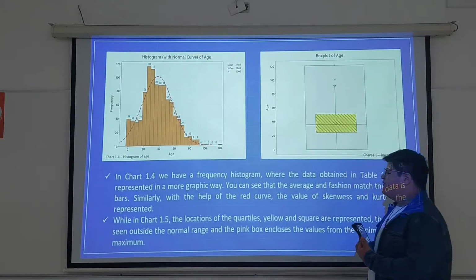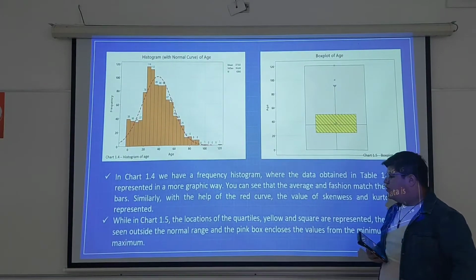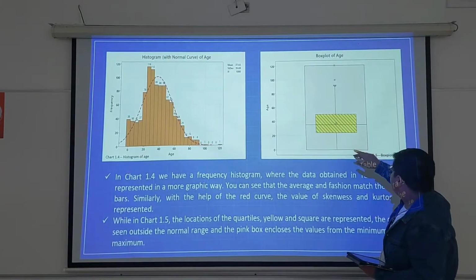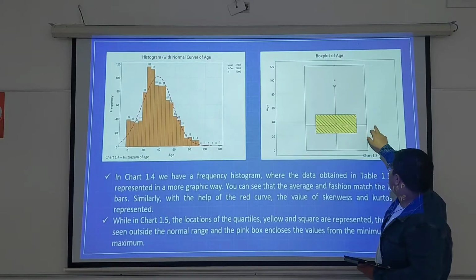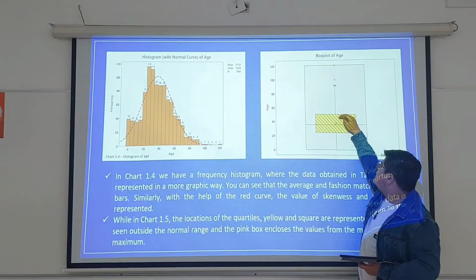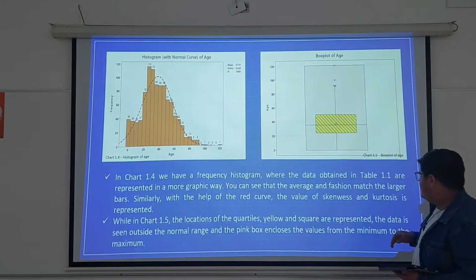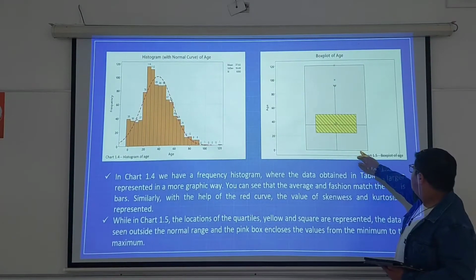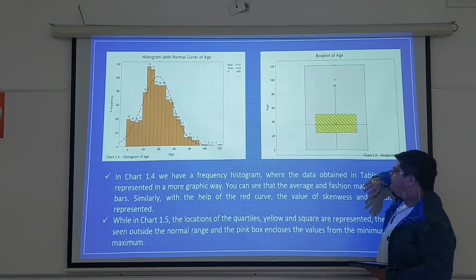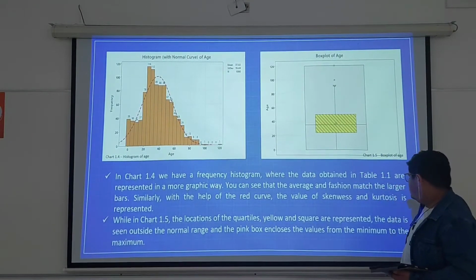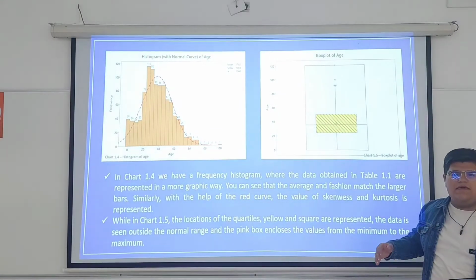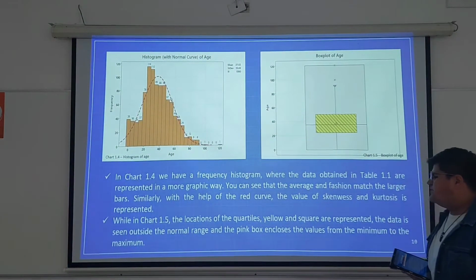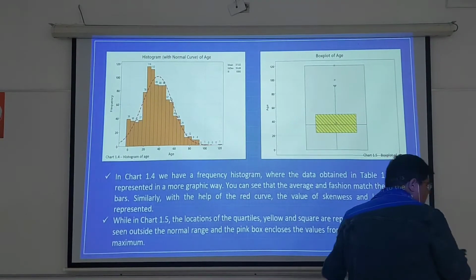While in chart 1.5, the localization of the quartiles is in the yellow box. The first quartile is here, the second one is in the middle, and the third one is at the top. And for extra information, the pink box for me is around all the data that we can research, okay?